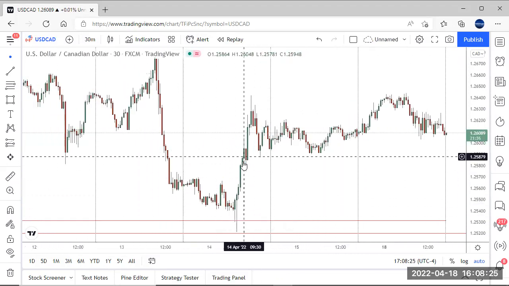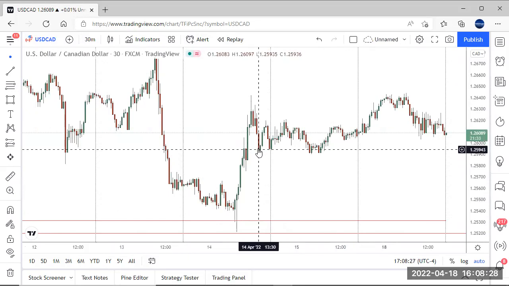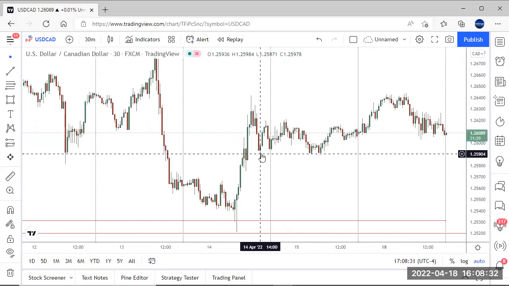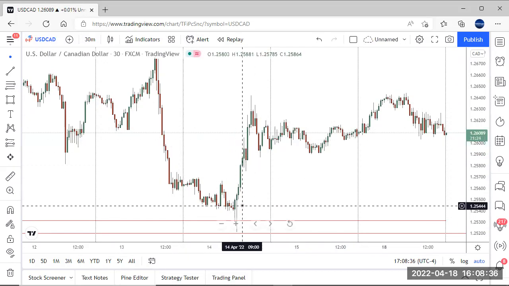I see a high-insight 30-minute bullish order block here, but that was after the daily high was made. That was at 2 p.m. in the afternoon, so we're not interested in that. We want to stay inside of our kill zone.